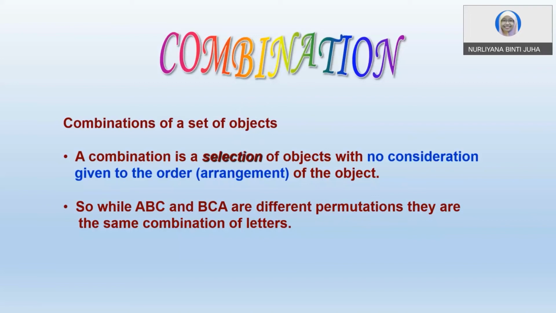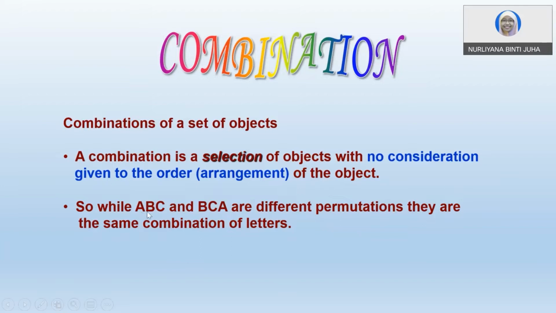Now we move on to the next topic, which is combination, or in Malay as gabungan. Okay, combinations of a set of objects. So a combination is a selection of objects with no consideration given to the order, ataupun order ni susunan or arrangement of the object. Meaning to say that in combination, the order or the arrangement is not important. Okay, dia tidak tengok order, susunan tu dia tidak pentingkan sangat.